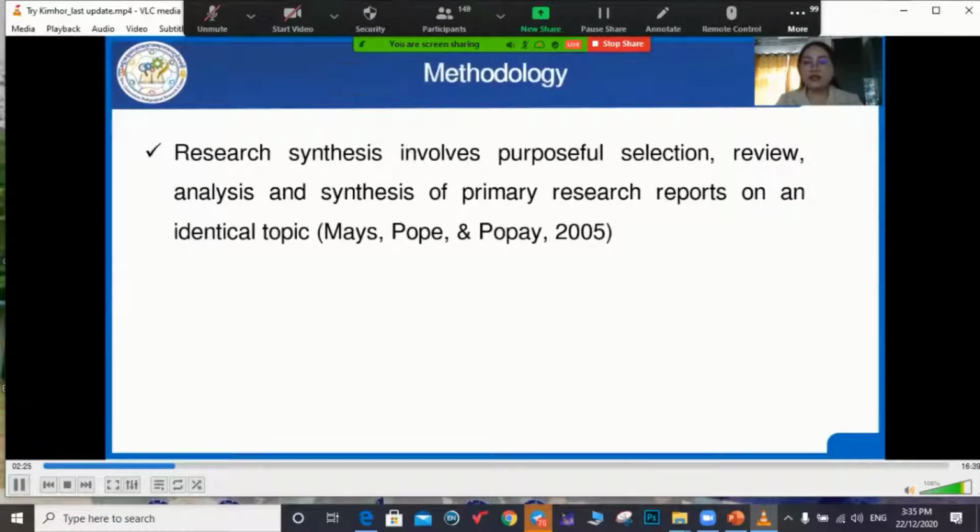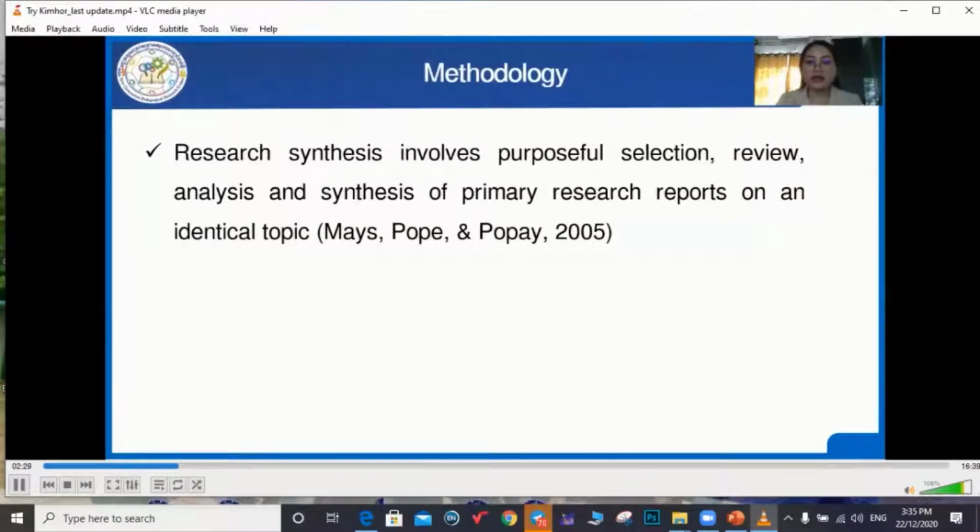For the methodology of the research, I used a kind of research synthesis. According to May, Pope, and Popay 2005, research synthesis is defined as the purposeful selection, review, analysis, and synthesis of primary research reports on an identical topic. It means that researchers find the sources, synthesize and consult them to produce a new one.